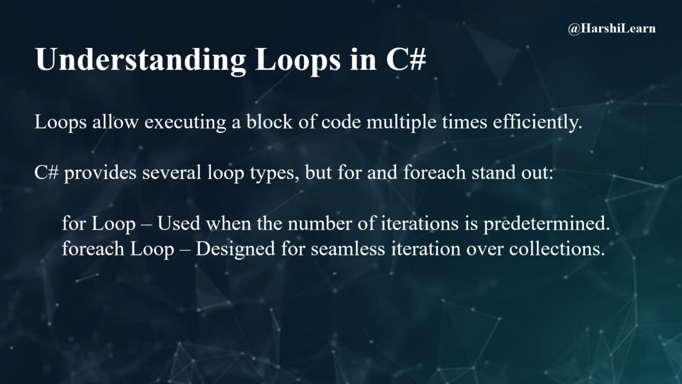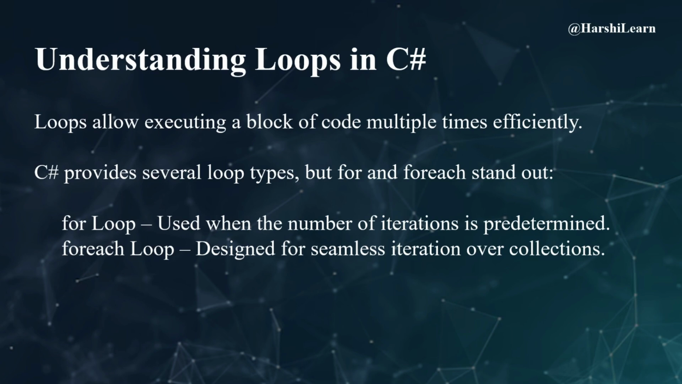In C Sharp, we have different types of loops, but today let's focus on two of the most commonly used ones, for and foreach. The for loop is perfect when you already know how many times a loop should run. Think of it like a countdown timer. It starts at a known point and decreases step by step until it reaches 0.